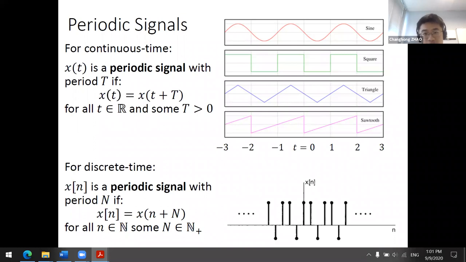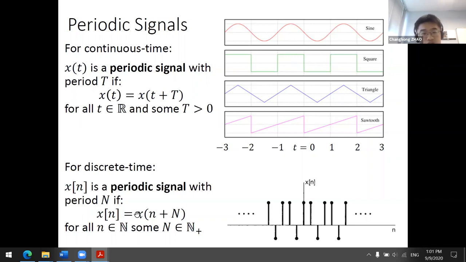Actually, it doesn't matter here whether we are shifting it to the left or to the right because they are equivalent. Here, let's just say we are shifting to the left. If a signal after shifting to the left by capital T units is the same as the original signal, then this is a periodic signal. This definition applies to all the examples here because if we shift it to the left by a certain amount, denoted by capital T, then it overlaps with itself.